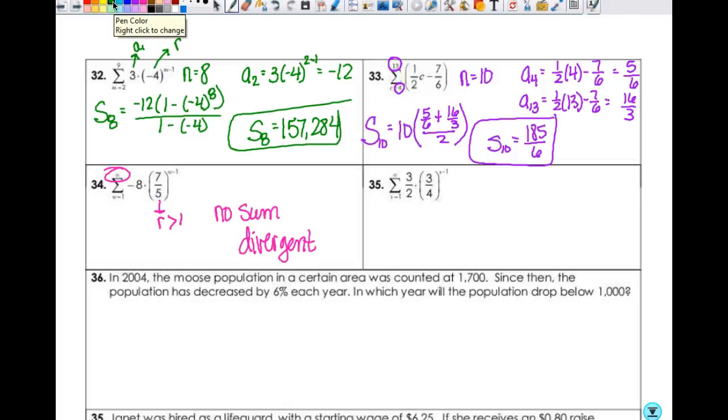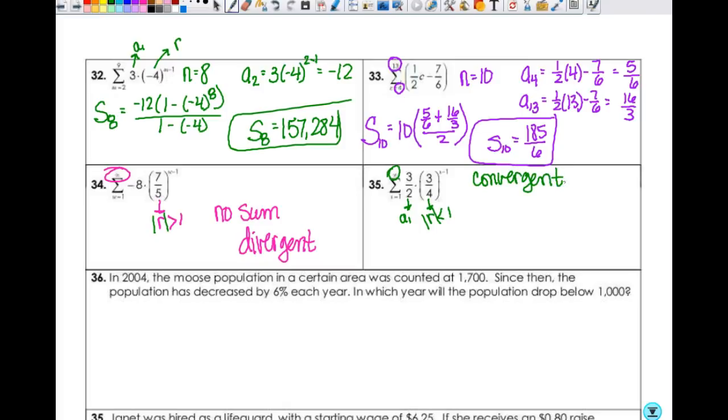Number 35, it's infinite again. This is geometric. This is A1. This is r. Here, r is less than 1. And remember, it's the absolute value both times on these. These just both happen to be positive. But the absolute value is less than 1, which means this is convergent. So I can find the sum.